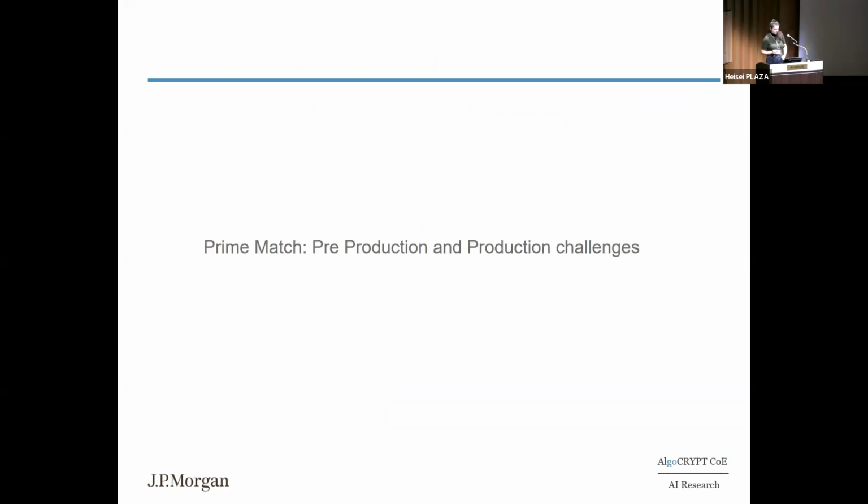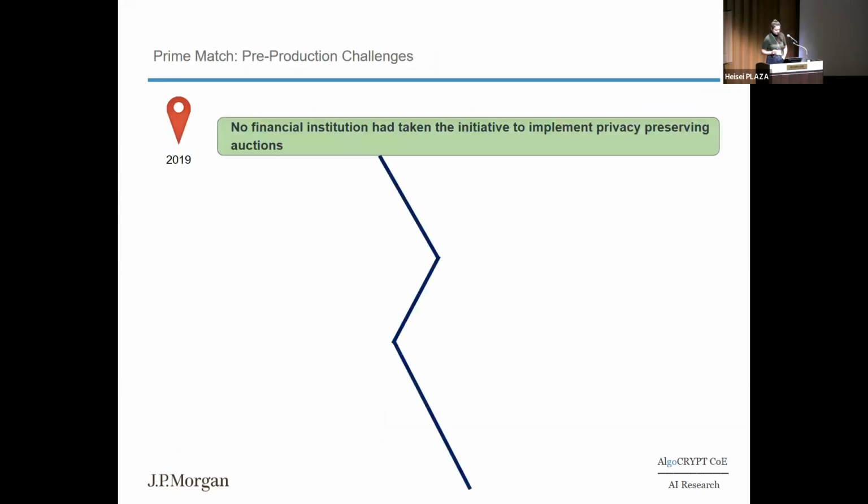So let me go back to the challenges now. There were many challenges, so I tried to give you one big advantage and one big disadvantage of trying to put such a thing in production. Back in 2019, that's when I also joined the firm. We are cryptographers, we do secure multi-party computation, so we wanted to see if the bank wants to put such auctions in production, okay?